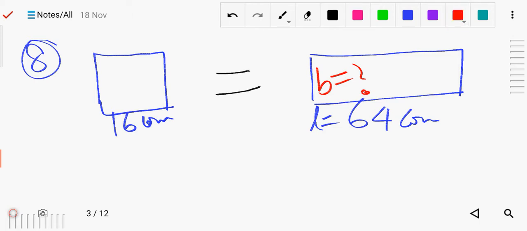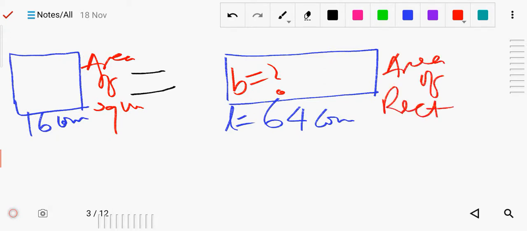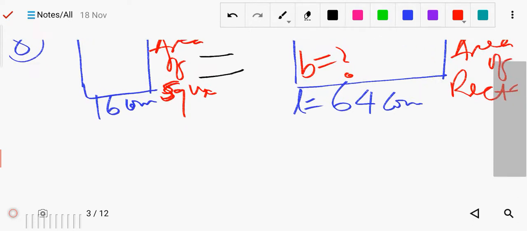It is given that the area of the square equals the area of the rectangle. These two areas are equal, and these two things are given. Now you have to find the breadth.